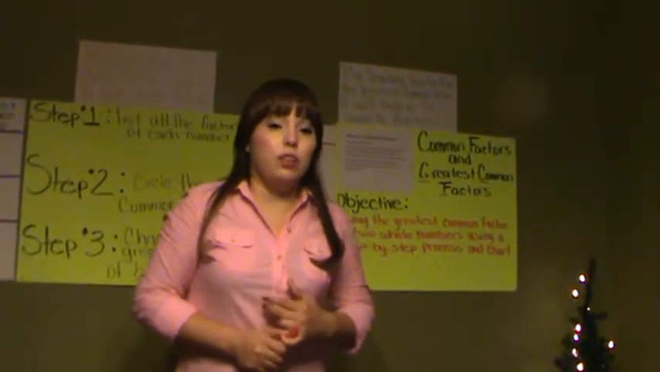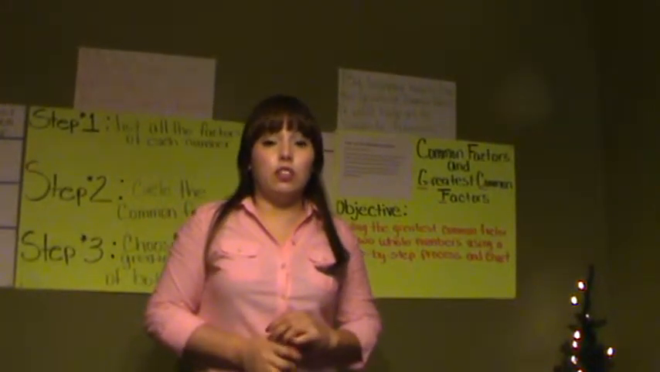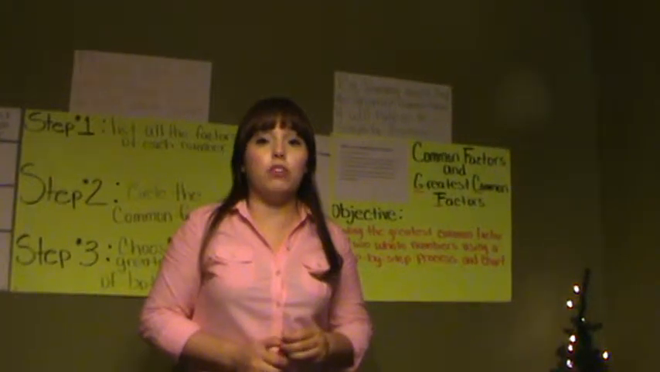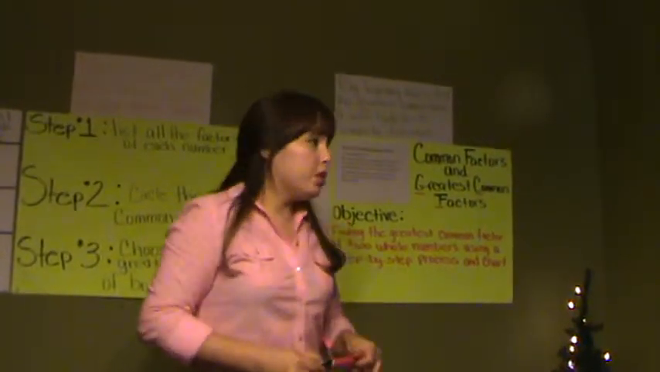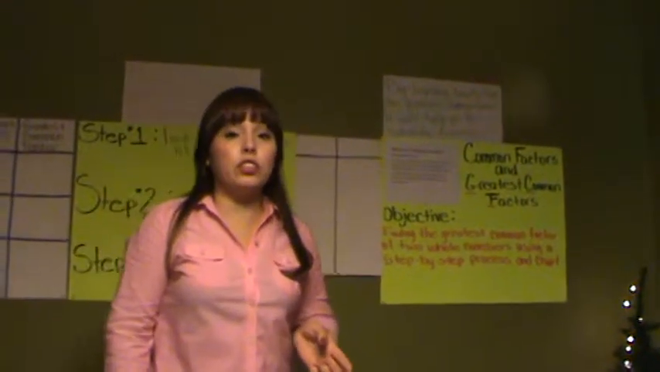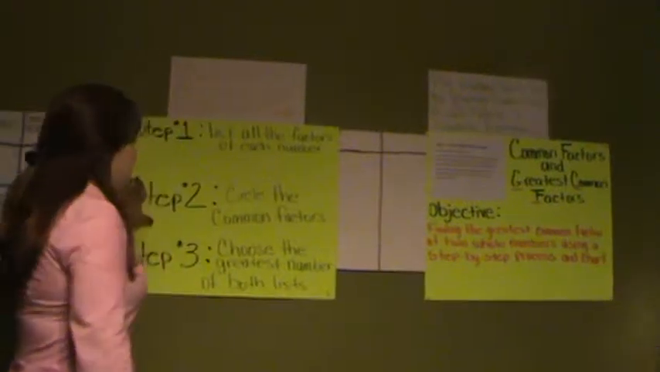common factor. A greatest common factor of two numbers is the largest number that divides those two numbers, or it's also the largest number of the common factors. So we're going to do an example, but first I need everybody to take out their math journals because you will be taking notes of these steps. And these are the steps right here.